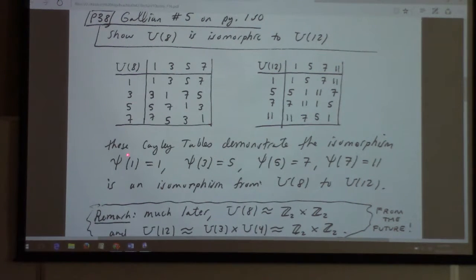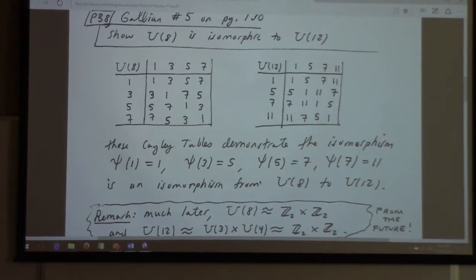You can clearly see the isomorphism: identity goes to 1, 3 goes to 5, 5 goes to 7, 7 goes to 11. That gives us an isomorphism from U8 to U12. And in finding an isomorphism, you want to make sure generators match up and identities match up.